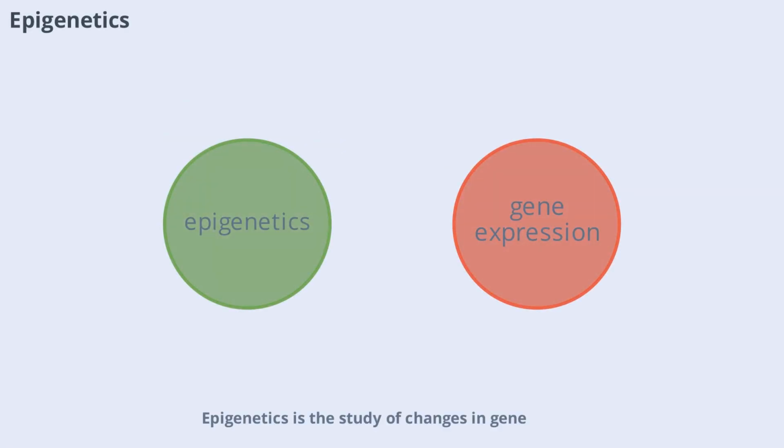Epigenetics is the study of changes in gene expression that don't involve altering the DNA sequence itself. Environmental factors, lifestyle, and experiences can influence how genes are turned on or off. These changes can sometimes be passed to future generations, adding another layer of complexity to heredity and development.